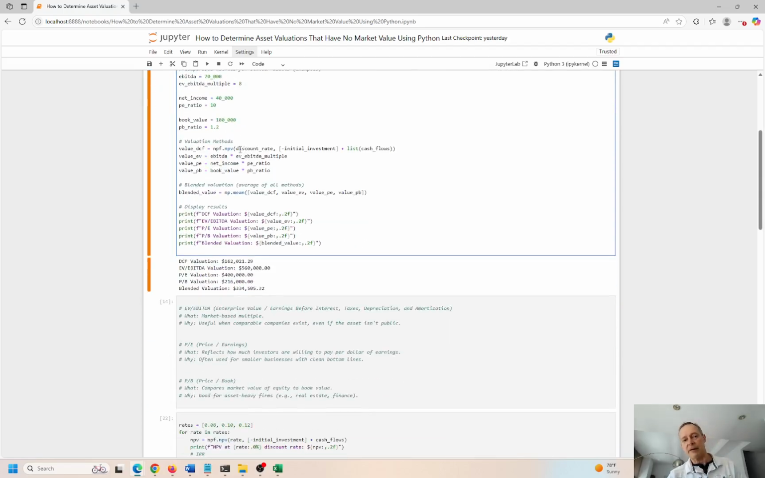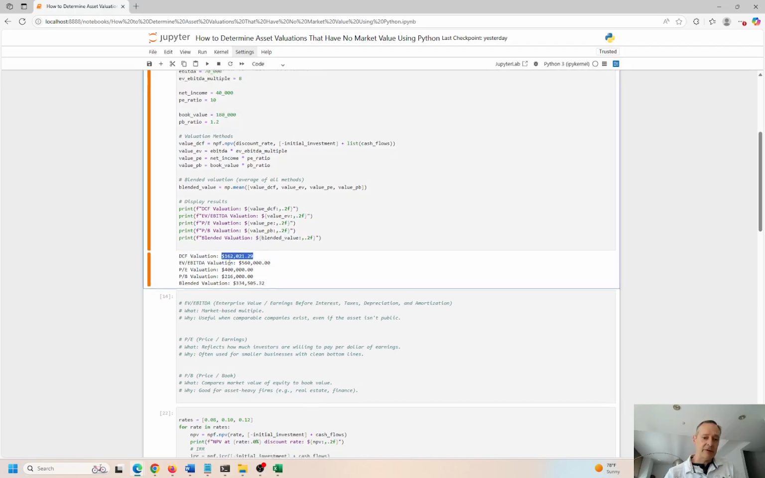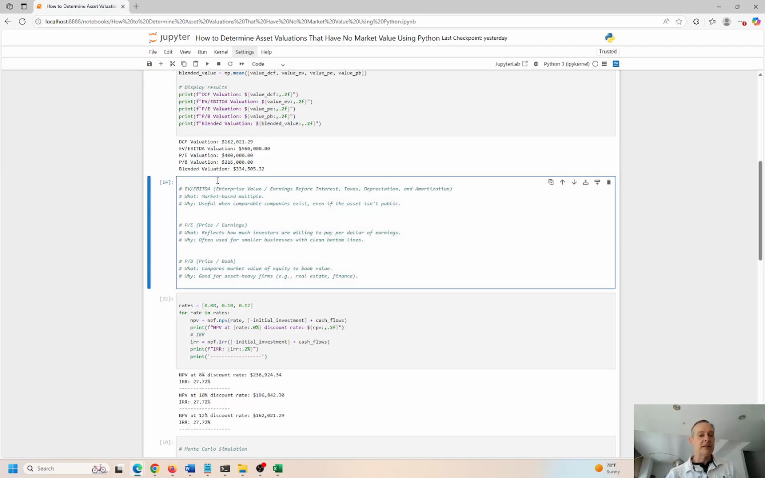So now we just assigned a value to a piece of property when there was none before, right? So I think that's pretty phenomenal that we can do that. We can go ahead and determine the intrinsic, inherent value of something that's generating wealth for us. This is generating wealth for the next 10 years.